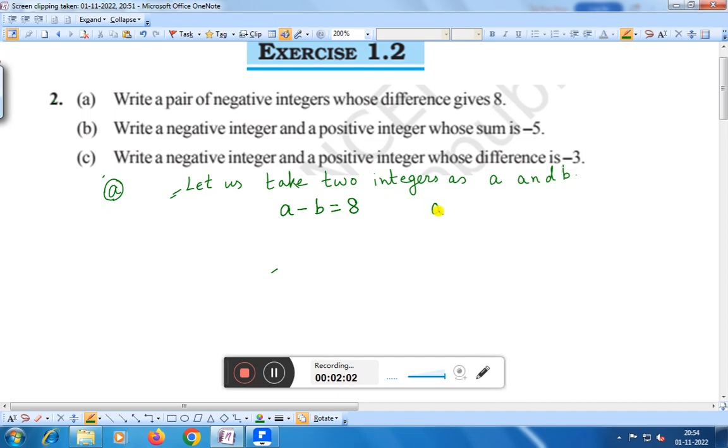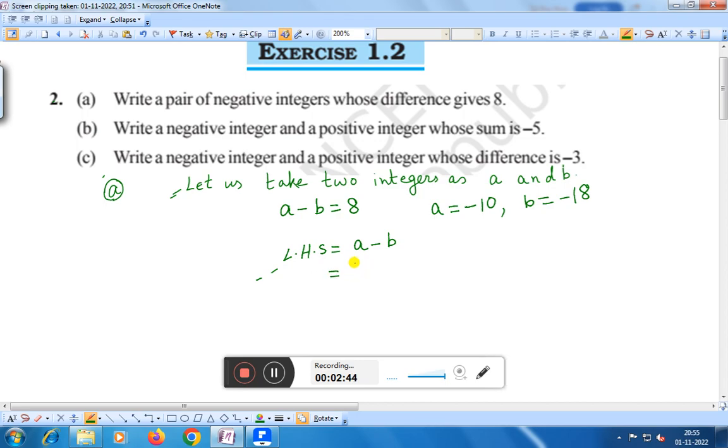Now let us take A as minus 10 and B as minus 18. Now if you put the values on the left hand side, here the left hand side is A minus B.